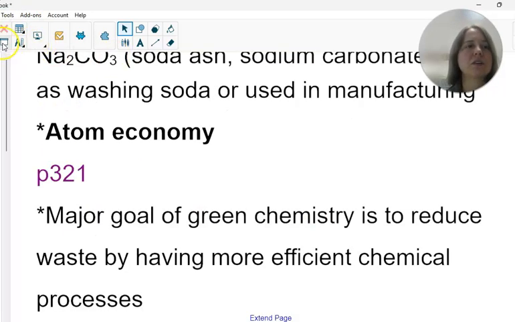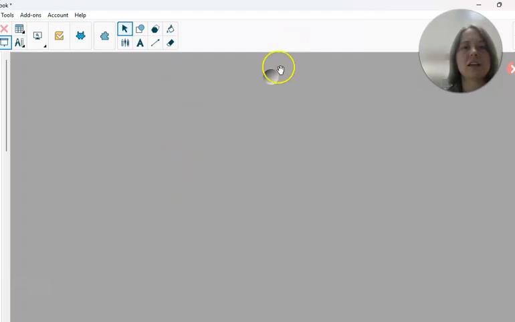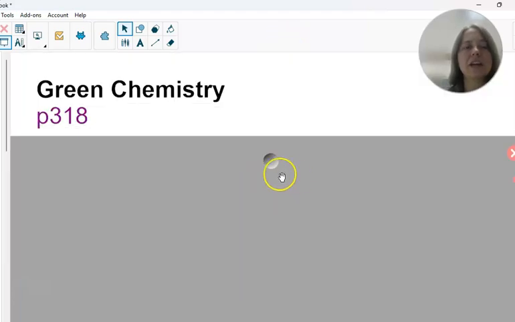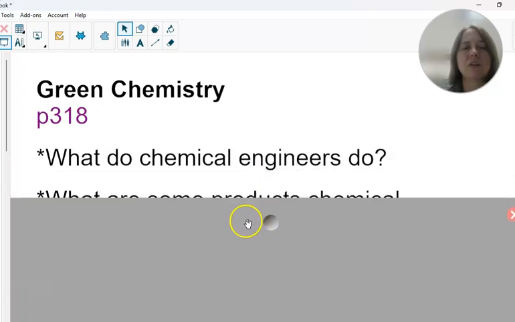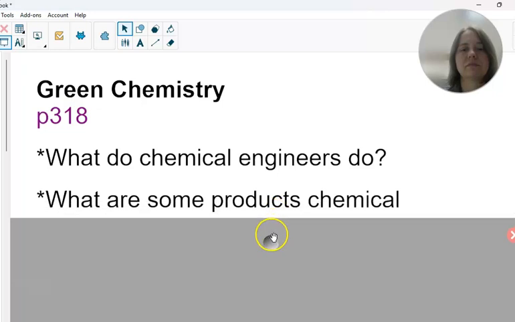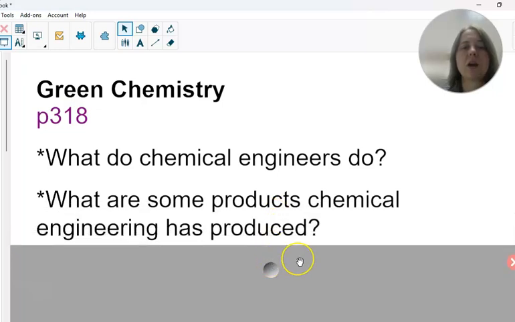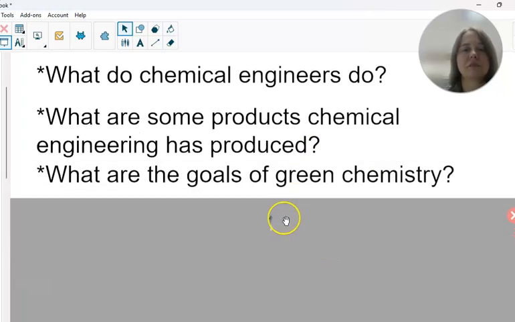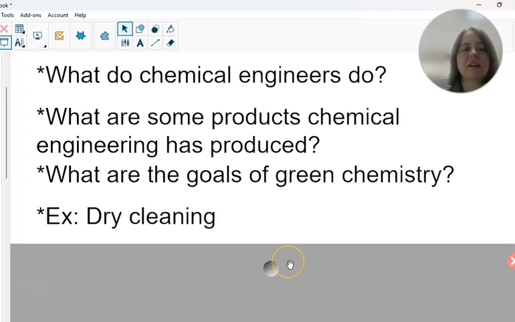And something else we are going to discuss in class is your reading on page 318 and 319, I believe. Please write this down and then be ready to discuss it. What do chemical engineers do? What are some products chemical engineering has produced? What are the goals of green chemistry? For example, how has green chemistry made dry cleaning better for people and for the environment?